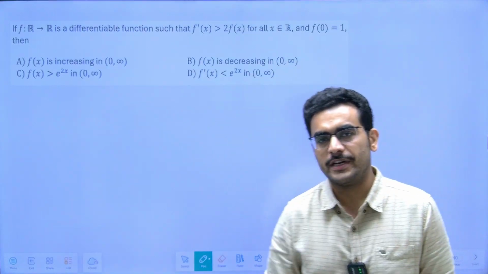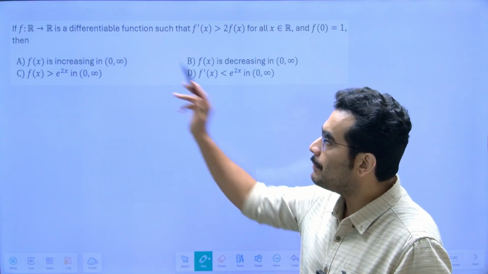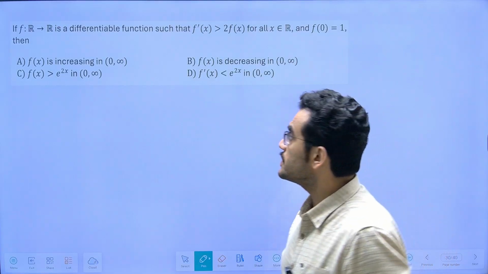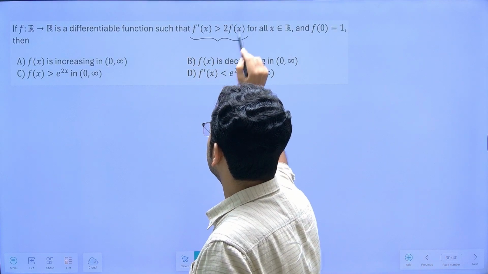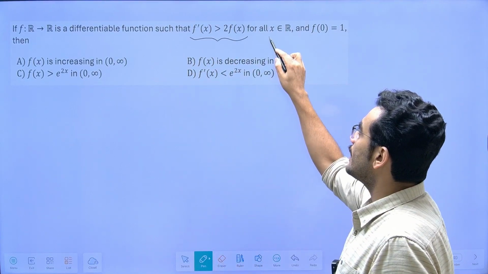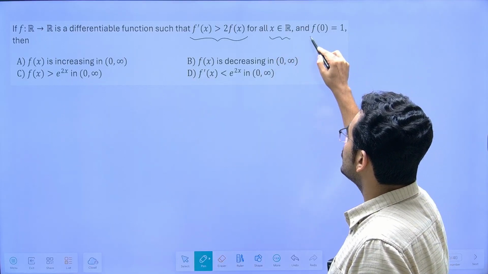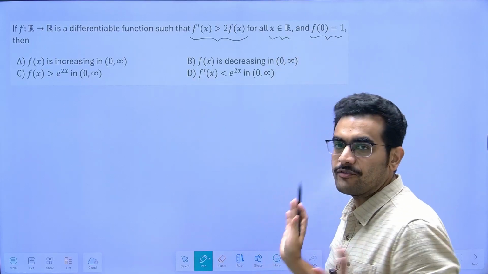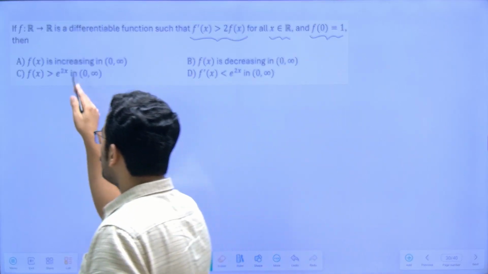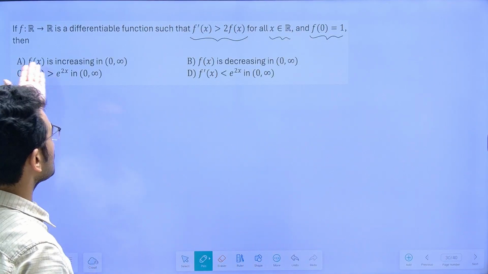Let us take this previous JEE Advanced question now. If f: R → R is a differentiable function such that f'(x) is greater than 2f(x) for all x belongs to R and f(0) is equal to 1, this information is given to us, then we need to check for the monotonicity of the function.